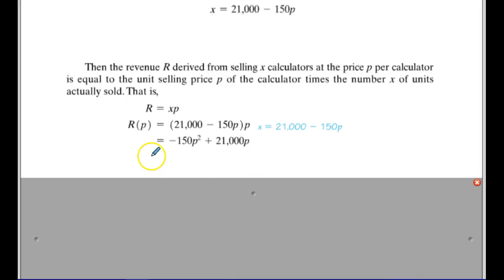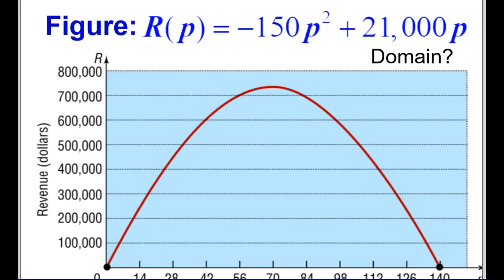And generally we're going to be looking to maximize or minimize revenues, and we're really going to talk about that in our next section. But we can go ahead and just graph this and see what it looks like. So here's the graph of this negative 150p squared plus 21,000. So we can take this information and look at it.